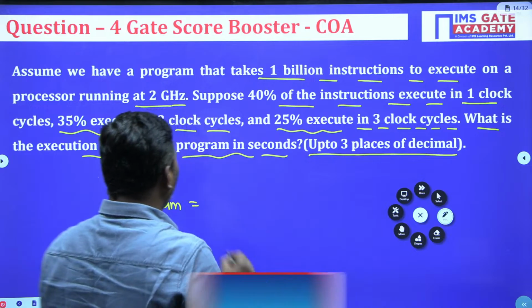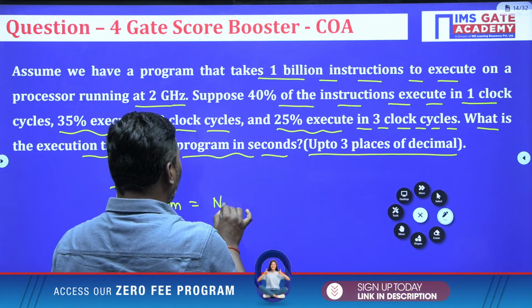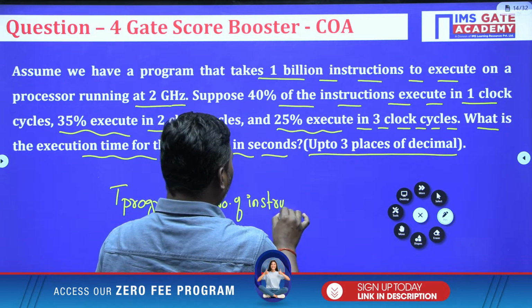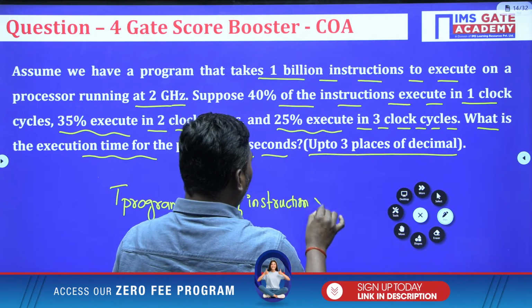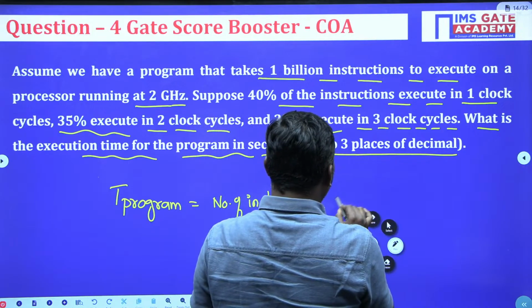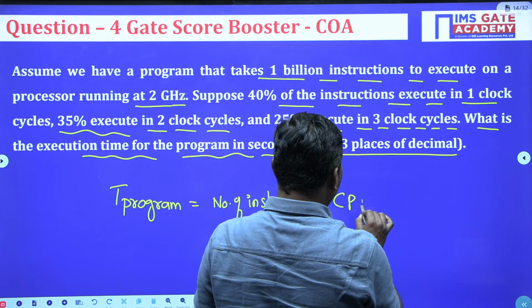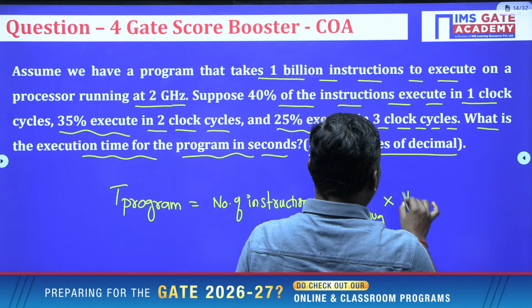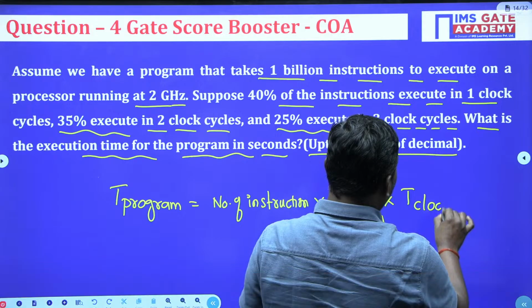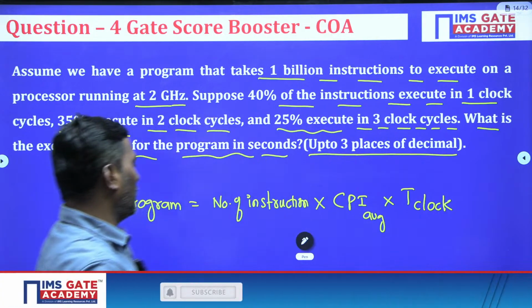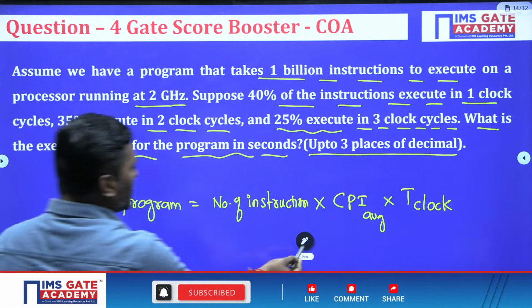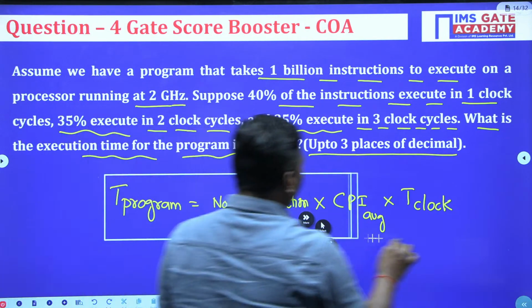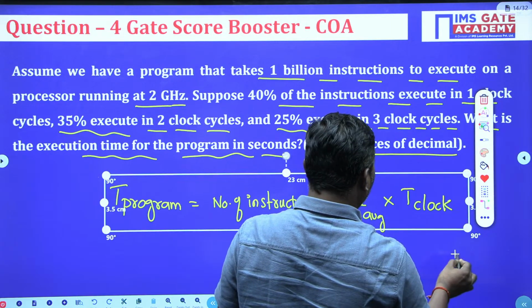Very good. So time for a program is the number of instructions multiplied by the average clock per instruction, multiplied by the time for one clock. If you understand this, any one of these parameters can be asked. Here the number of instructions and program time are the direct and indirect data given.